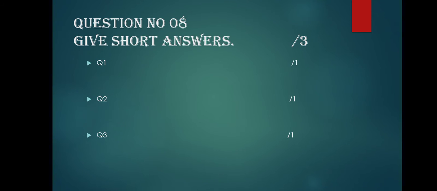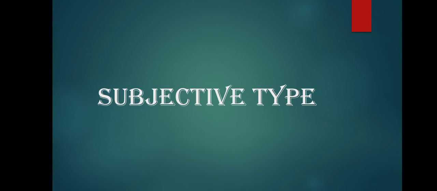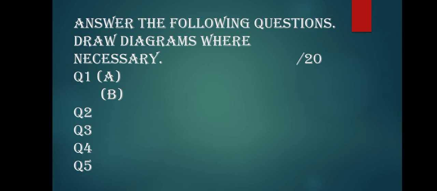So now let's move towards the subjective part, which has long questions in it. The main heading of this part is answer the following questions, draw diagrams where necessary. You have to mention all the diagrams where it is necessary, okay. It is of 20 marks. 5 questions are of 20 marks. Question number 1 has 2 parts, A and B part. Question number 2, 3, 4 and 5 are divided into 20 marks. So best of luck for your paper and revise your syllabus well.